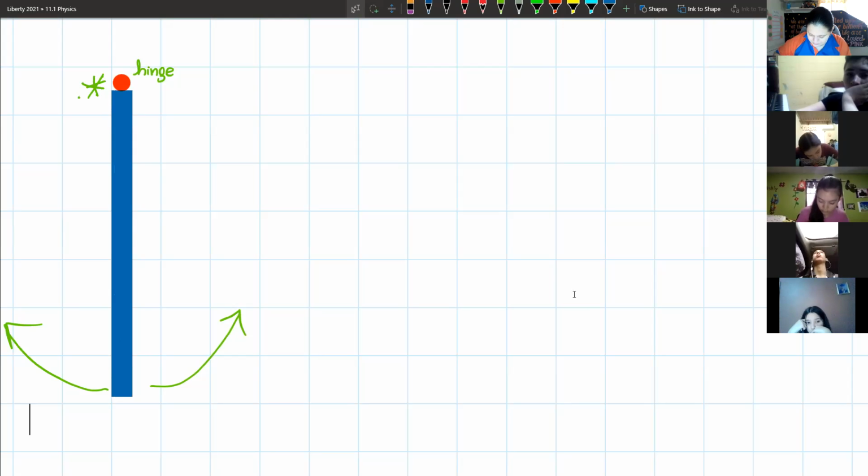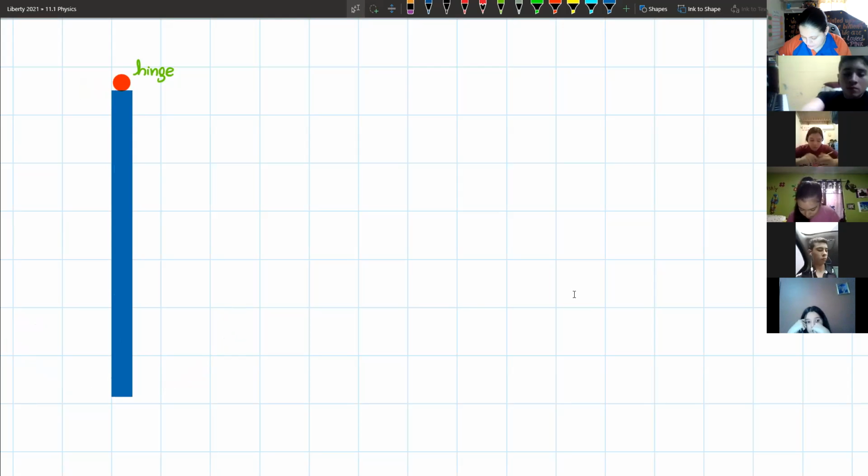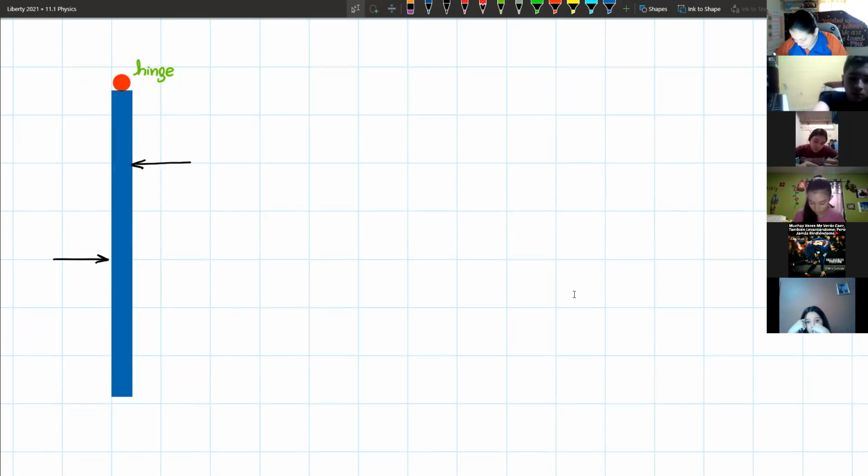Now, that's not what I wanted to show you. I will apply several forces on this beam. I'm going to apply a force here. I'm going to apply a force over there. I will apply a force here, and I will apply another force at an angle, okay?